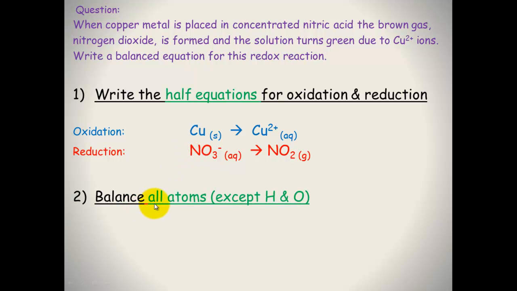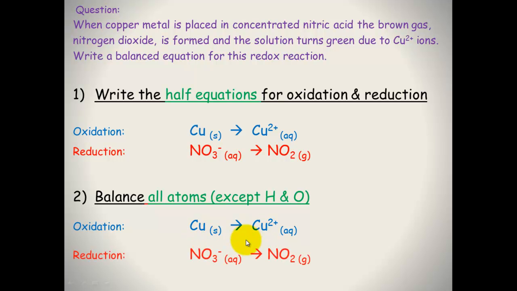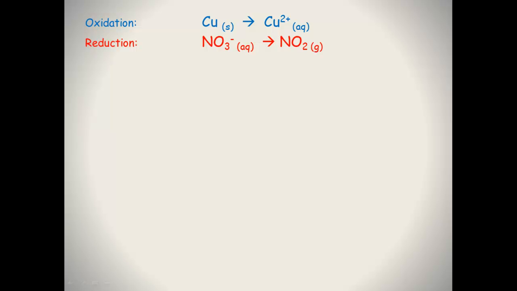Step 2 is to balance all of the atoms except for hydrogen and oxygen. Okay, let's look at copper. We've got one copper on that side and one copper on that side, so that's already balanced. Reduction reaction, we've got one nitrogen and one nitrogen, they're balanced. We don't worry about the oxygen because we're balancing all atoms except for hydrogen and oxygen. So these are already balanced, and we can move on to step 3. So there's our two half equations.